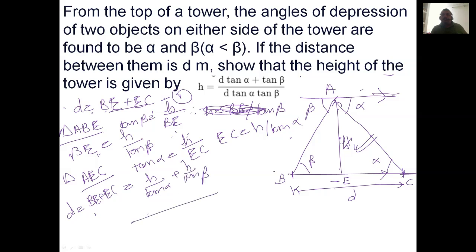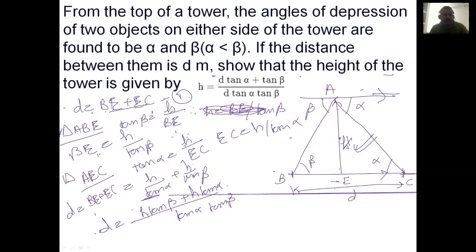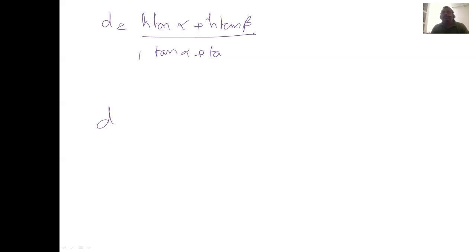Now whenever you have to solve this type, you have to find the LCM of tan alpha and tan beta. So it will be H tan beta plus H tan alpha over tan alpha tan beta. And here, what is this? D. D is equal to this. So I will take this on the next page. I will copy this. D is equal to H tan alpha plus H tan beta upon tan alpha plus tan beta.